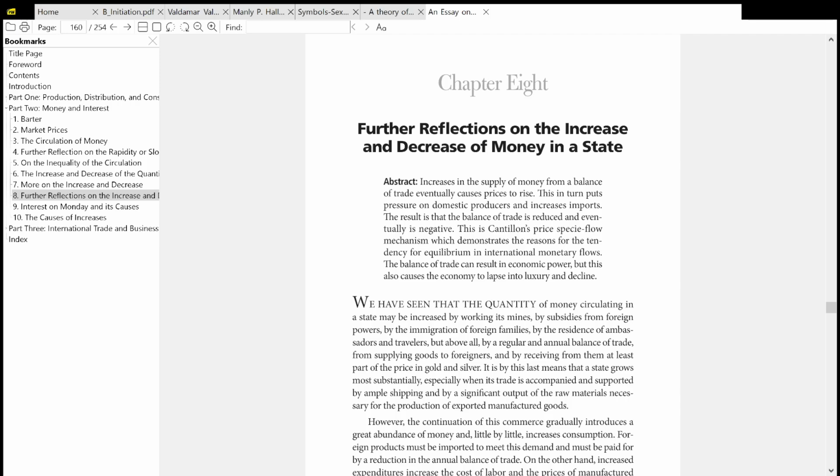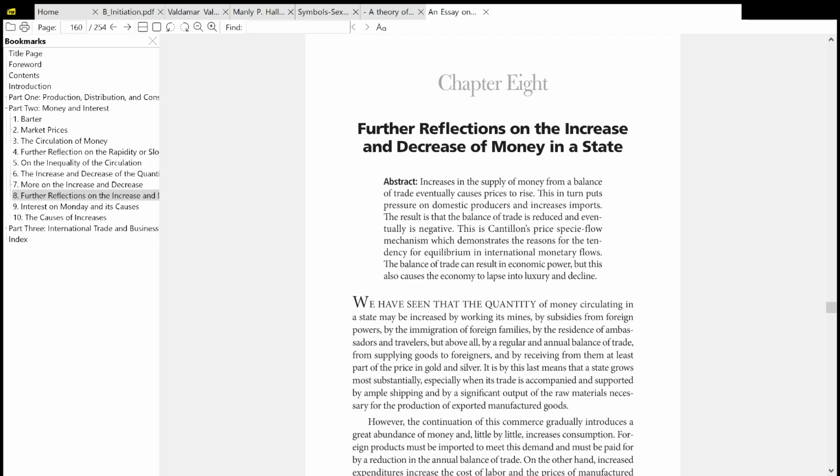The balance of trade can result in economic power, but this also causes the economy to collapse into luxury and decline. We have seen that the quantity of money circulating in a state may be increased by working its mines, or by increasing the money balance, as when they increase money on the Federal Reserve balance sheet.